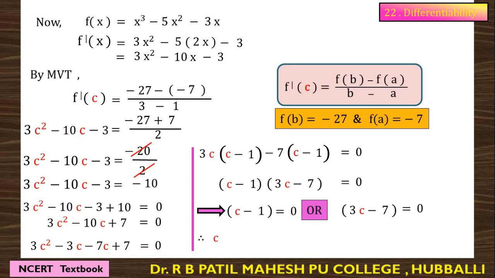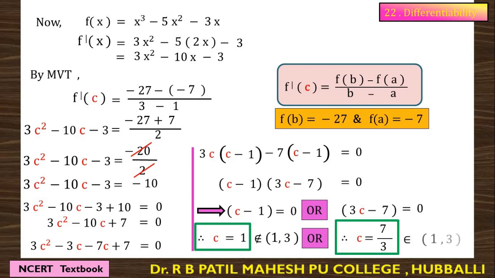From this you will get c equal to 1, but this number does not belong to the open interval 1 comma 3. You know that in the open interval 1 comma 3, this 1 does not belong to the set. Therefore this one does not belong to the open interval 1 comma 3. Now from the second one, you will get c equal to 7 by 3, and this value is nearly 2 point something, and this number belongs to the open interval 1 comma 3. So this is the point that exists between 1 comma 3.